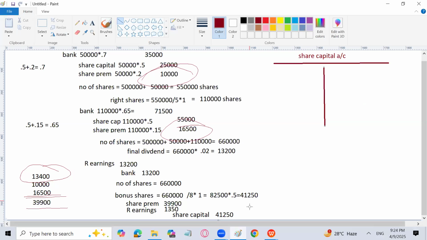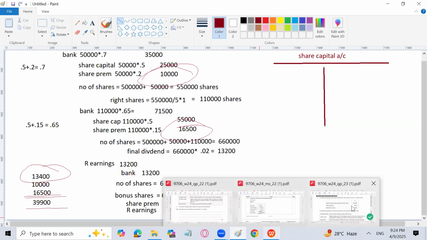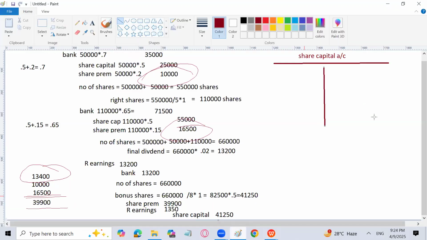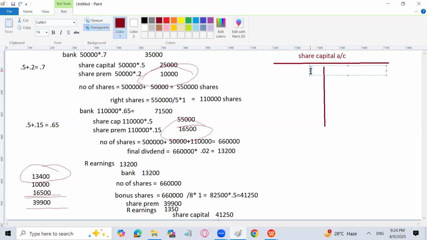Okay, so first we'll prepare the share capital account, and the share capital has a balance already available at the start of the year, that is 2,50,000. So I will write the balance brought down here first, because I have to prepare the T account. So let me write the dollar sign also. So I will write the balance brought down here, that is 2,50,000.